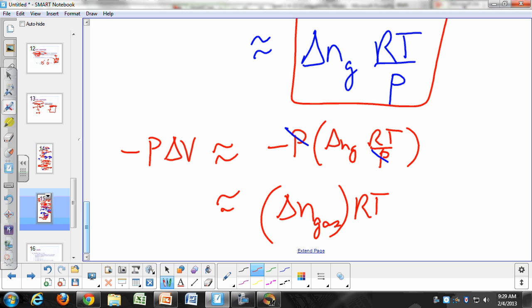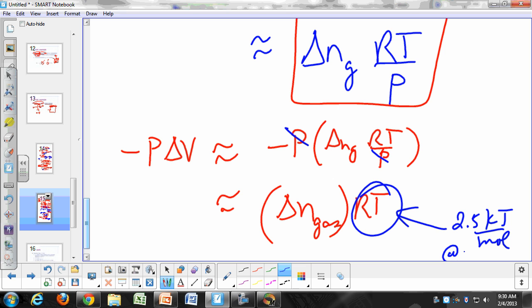And remember last time I asked you to remember the value of RT at room temperature, because you're going to encounter that RT expression quite often. What's the value of RT at room temperature? It's about 2.5 kilojoules per mole, 2.48, or 2.5 kilojoules per mole. This is at 298 Kelvin, approximately. So that's a good number to remember.